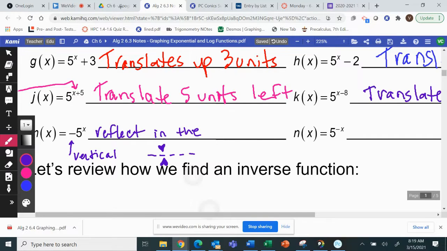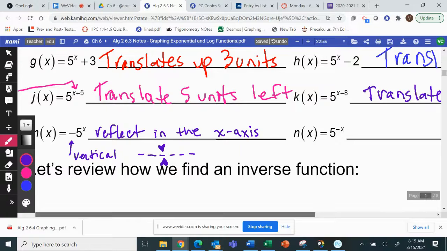Tessa, which axis is this reflecting over? The x-axis. So if you know that this is a vertical reflection because of where the negative is located, and you're not sure if it's x or y-axis because this is the confusing one, just draw a picture. Or remember, we use our hand and do that.